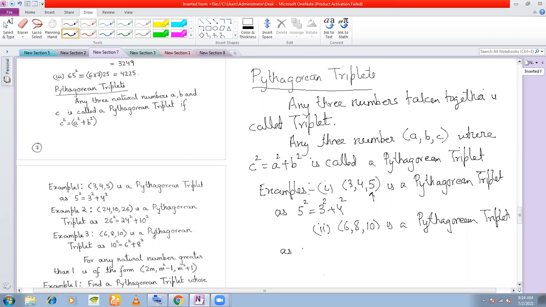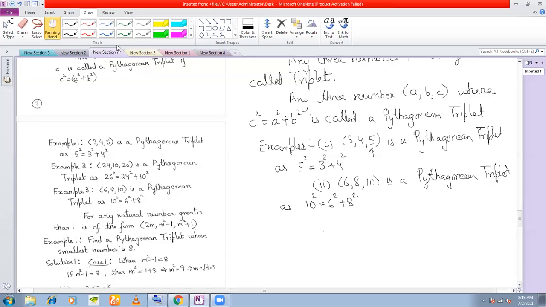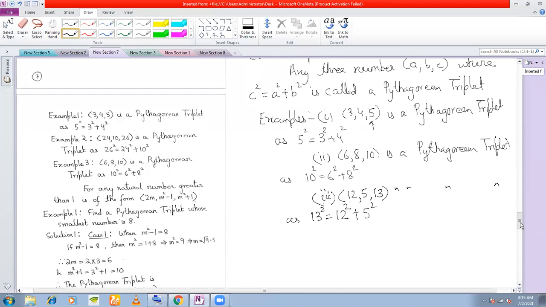as 10 square is equal to 6 square plus 8 square, right? Similarly, you can have 12, 5 and 13 as a Pythagorean triplet. As you can check, the 13 square, which is 169, is equal to 144 plus 25. That is 12 square plus 5 square. Okay, you can very easily check.